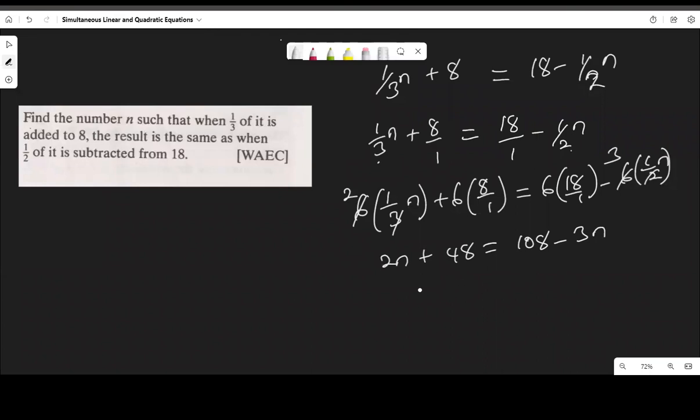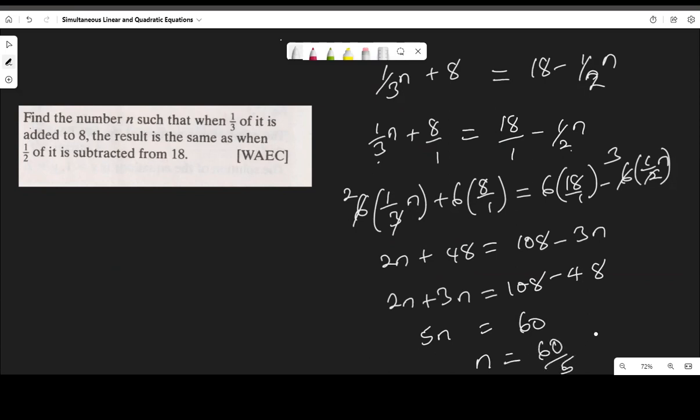Okay, collecting terms, 2n plus 3n equal to 108 minus 48. 5n equal to 108 minus 48, which is 60. n equal to 60 divided by 5, which is 12.